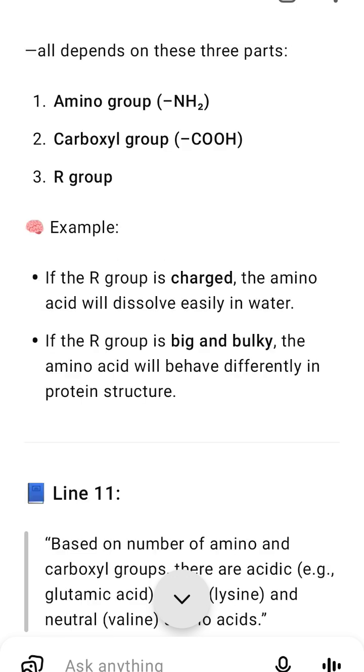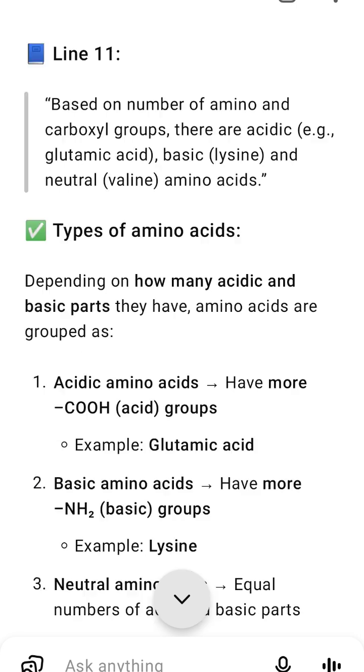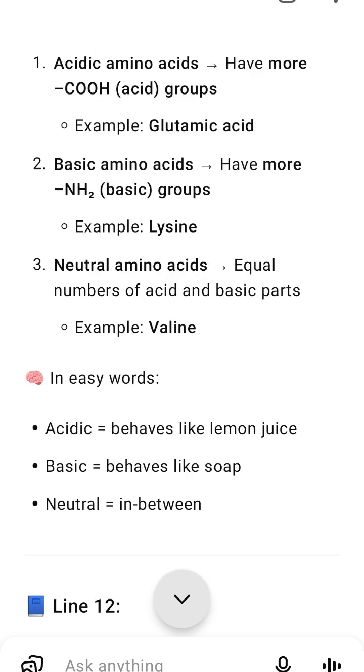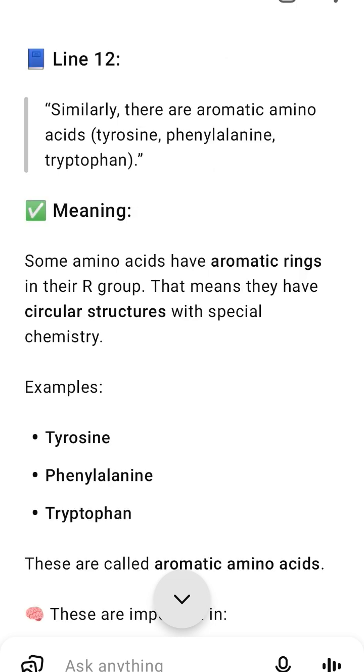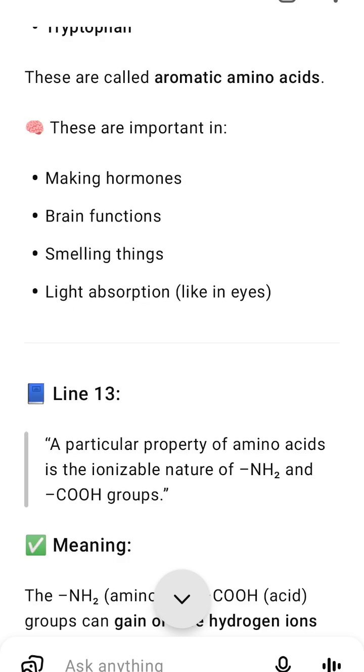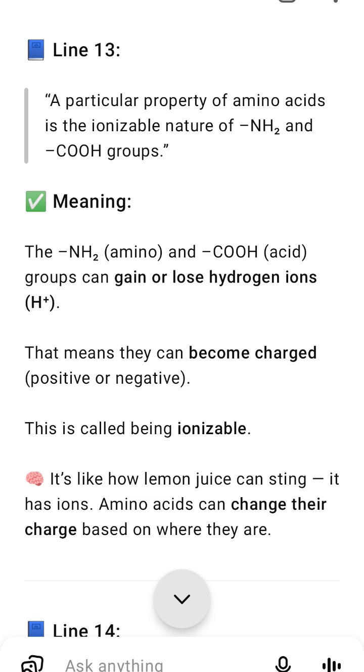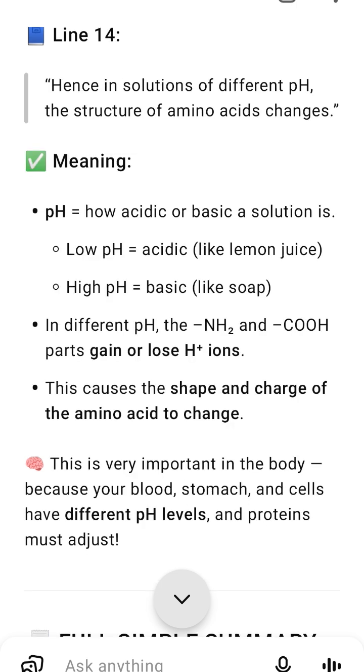Classification of amino acids based on R groups. 1. Acidic amino acids. R group contains an extra carboxylic acid group, COOH. Example, glutamic acid. 2. Basic amino acids. R group contains an extra amino group. Example, lysine. 3. Neutral amino acids. R group is neither acidic nor basic. Example, valine. 4. Aromatic amino acids. R group contains a ring structure, an aromatic ring. Examples, tyrosine, phenylalanine, tryptophan.